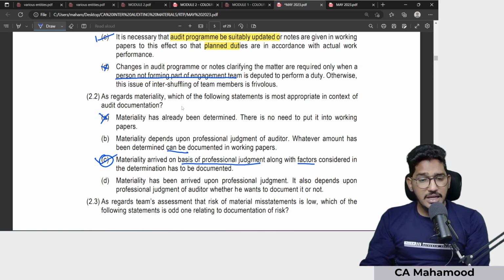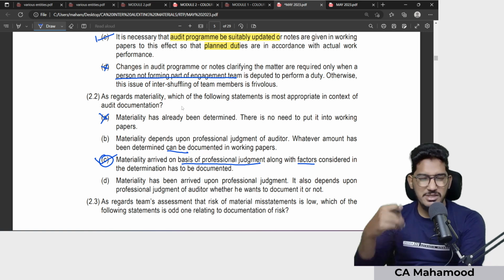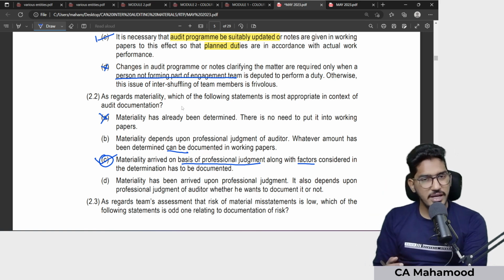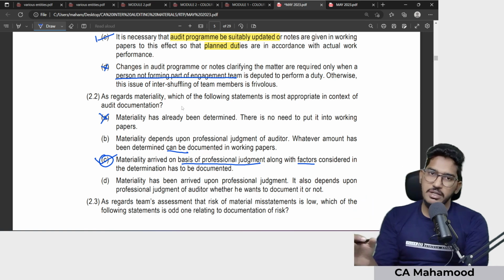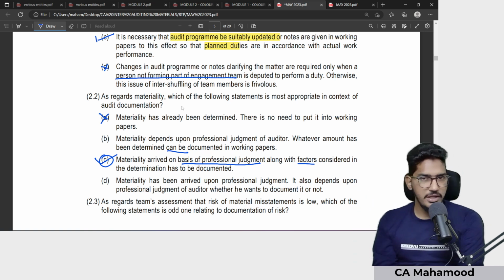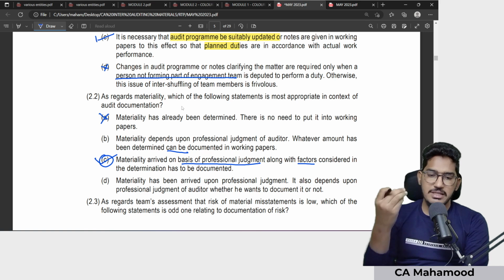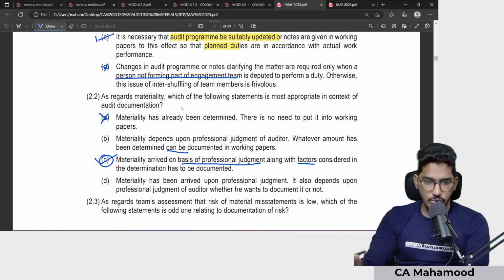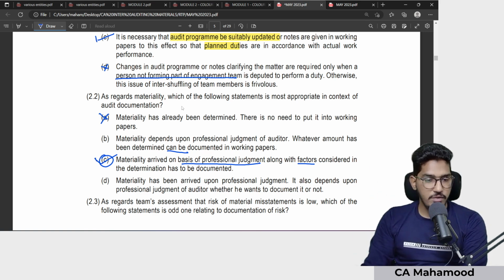Next one, materiality has been arrived at upon professional judgment. It also depends on professional judgment whether he wants to document it or not. That means it's a choice given to the auditor to decide. If he decides to document, he will document it. If he decides not to, he will not document it. So is the choice given to the auditor? No, he has to document it along with the factors. So option C will be the correct option.